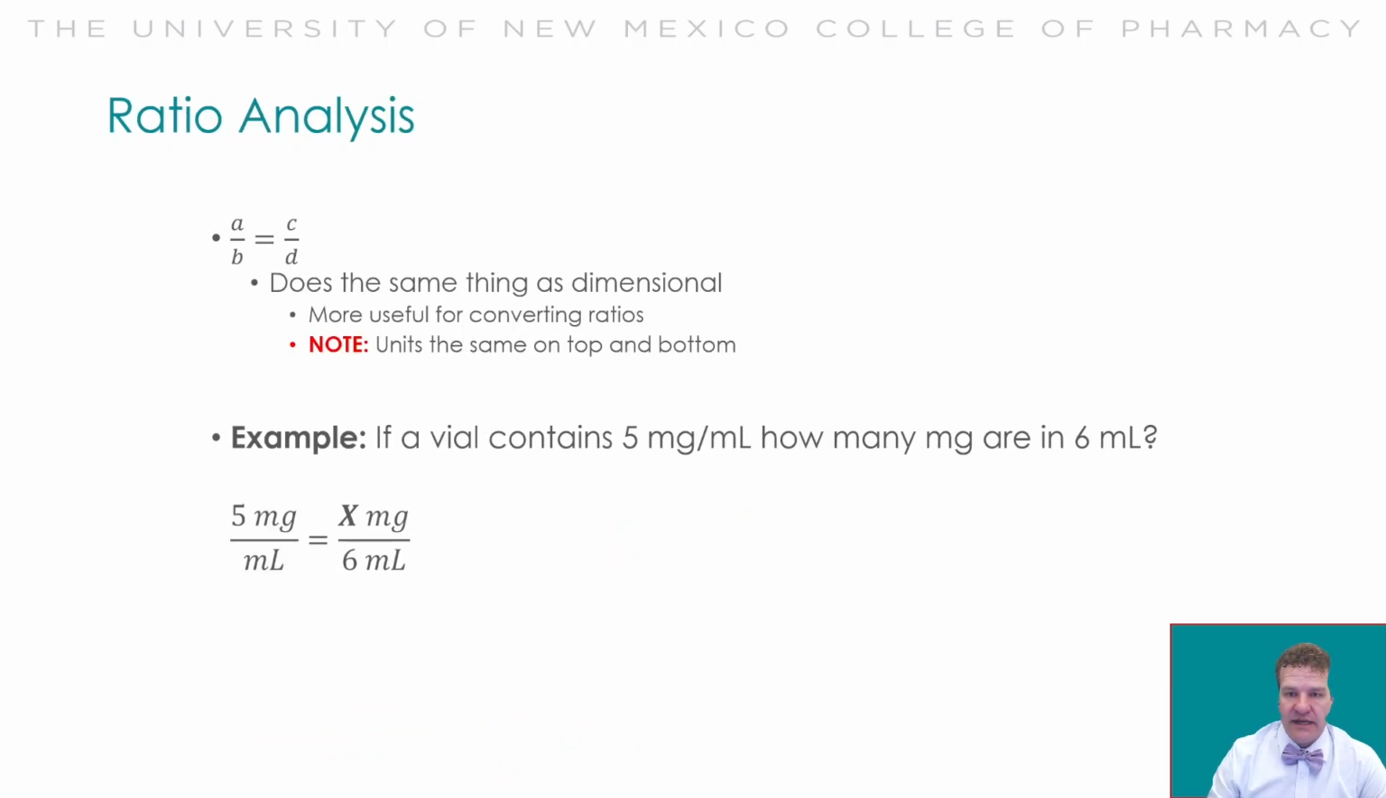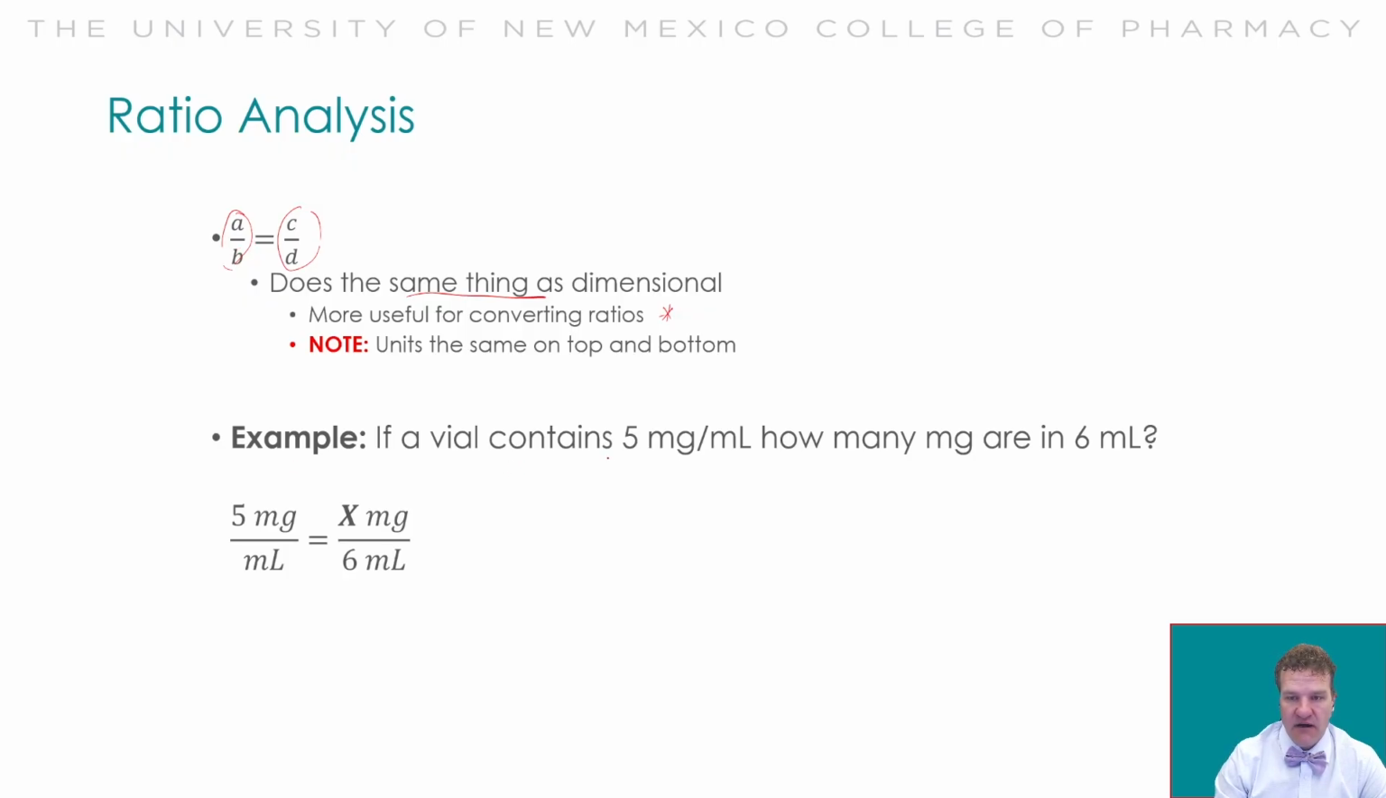Well, what about ratio analysis? Ratio analysis does the same thing as dimensional. We just set it up different, and we generally use it in different scenarios. So it's more useful for converting ratios. Now, the note here is the units are on the same on the top and bottom because they're on the other sides of the equals equation, okay? So if we're saying A is equal to B, A over B is equal to C over D. So there are two ratios, A over B equals C over D.